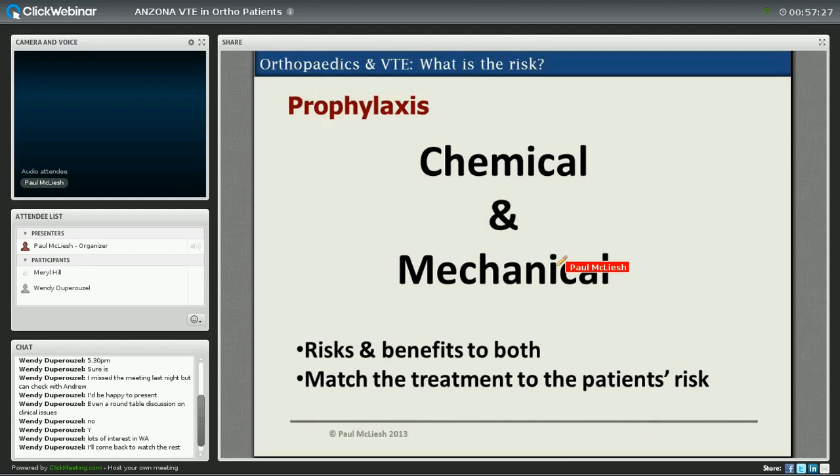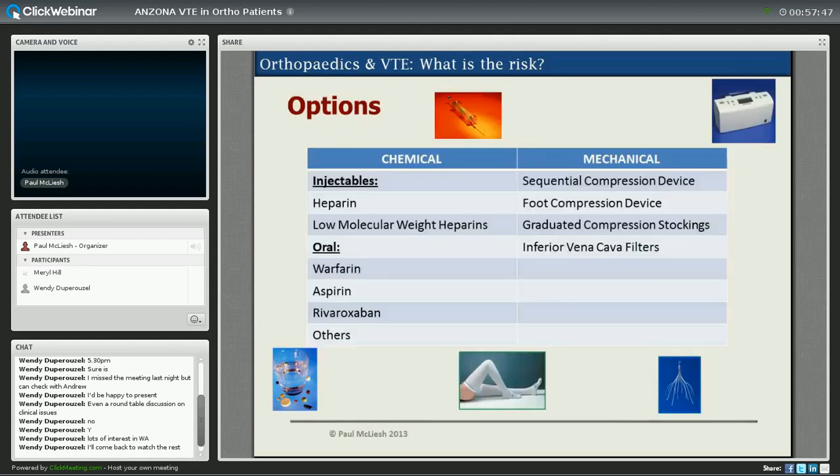So like I said at the start, we sort of split prophylaxis up into two things. So there's chemical and mechanical. There's risks and benefits to both of those. But what we're wanting to try and do is match the treatment to the risk of the patient as well. So we want to consider what the risk is of the patient and then match that risk with the way we're treating them and trying to prevent VTE occurring.